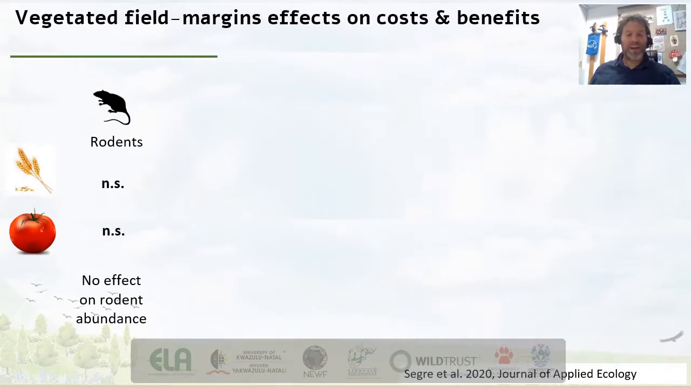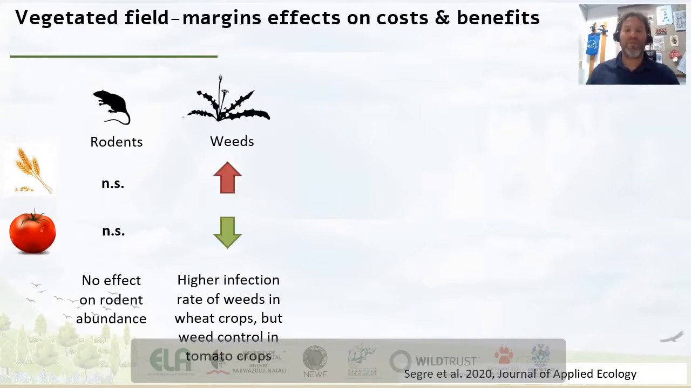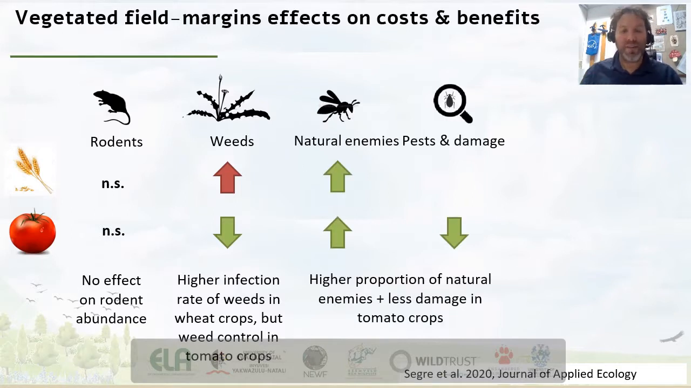And again, what you see, first thing is that for rodents, there was no effect. So the fact that you did not destroy the field margin, or you have a vegetated field margin, has no effect on rodents. We did, however, find an effect on weeds. So we have more weeds in wheat fields, but in tomato, we got the opposite effect, a significantly lower rate of weeds in tomato crops. When you look at natural enemies, that was clearly positive. You got more natural enemies in the wheat and in the tomato crops.